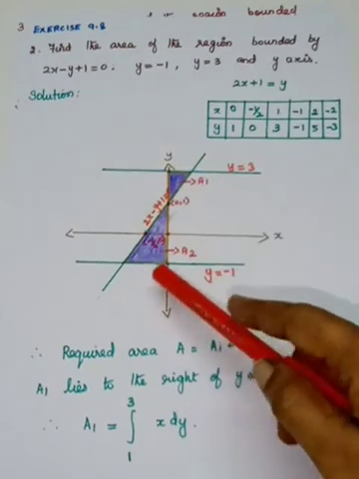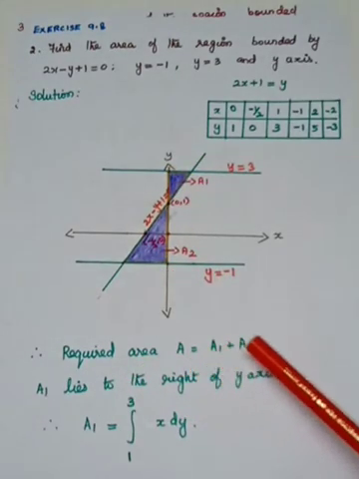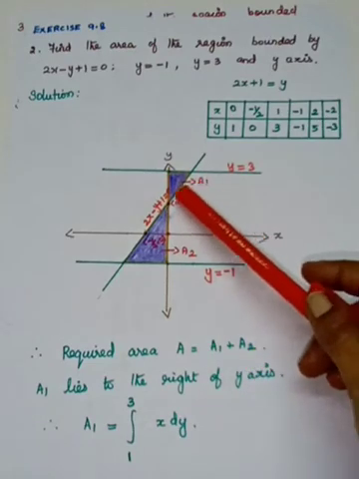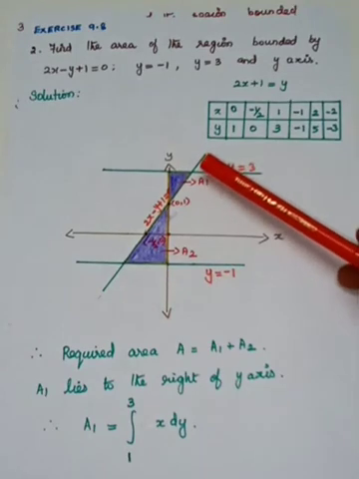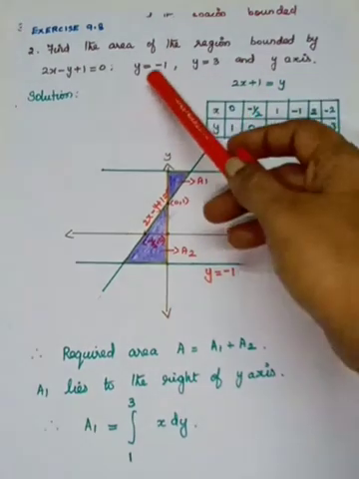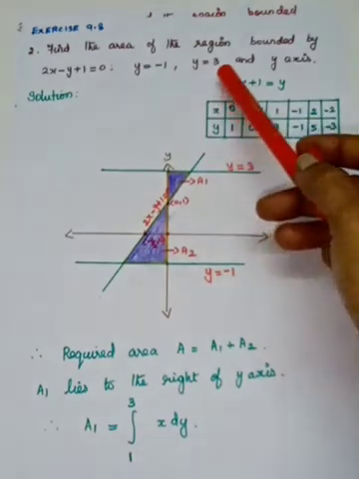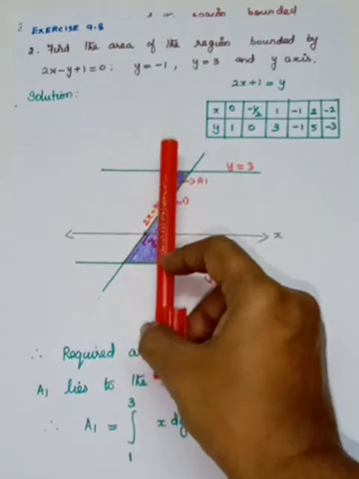Both are needed. So therefore the required area is A = A1 + A2. You look at your A1. How is A1? It is above the x-axis. But here we are taking which axis? Y-axis, and the limits, that is the lines, are given in terms of y. So we have to consider the y-axis.